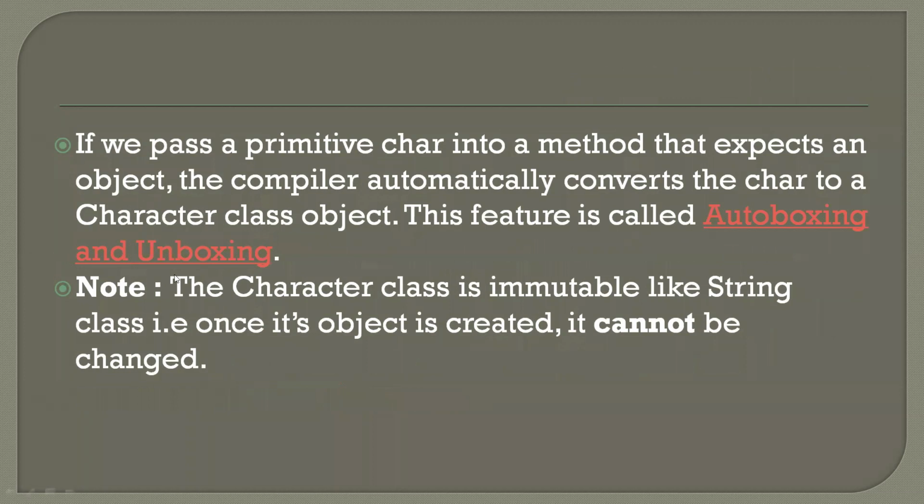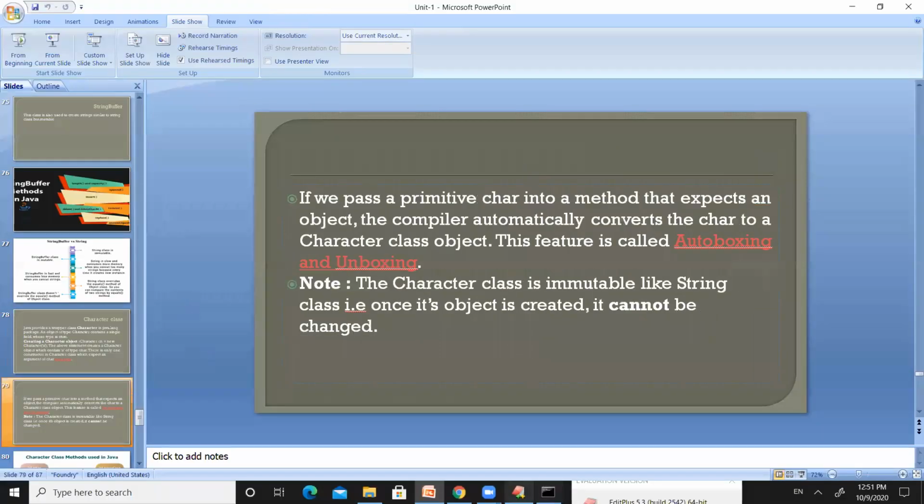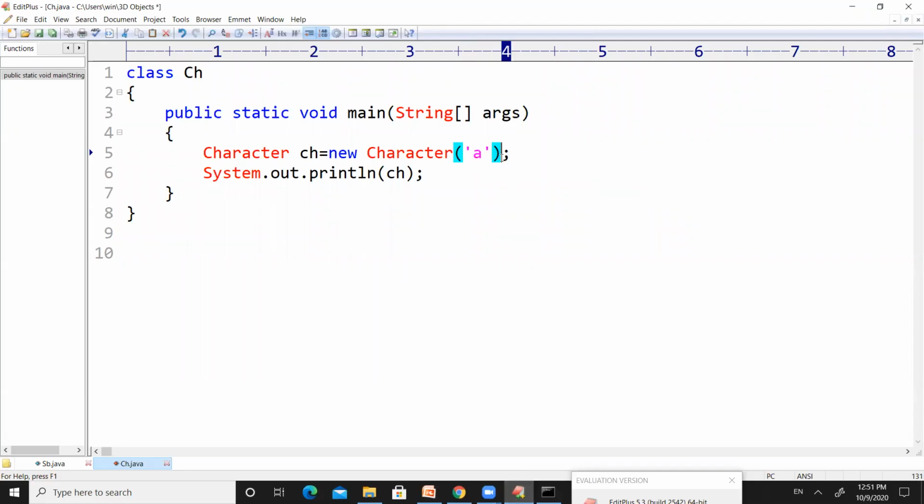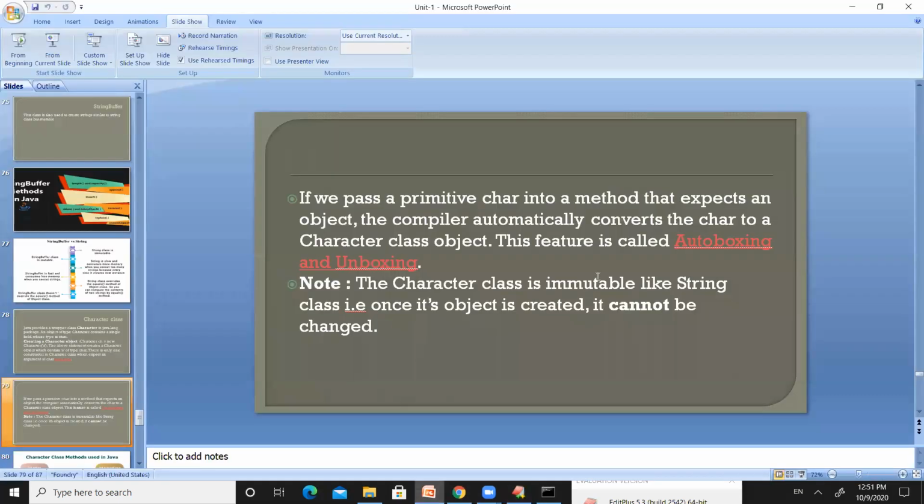If we pass a character here, you can observe we passed a character here, right? This character will be automatically converted into the char data type. So the process of converting the parameter into a character is called auto-boxing and unboxing, right? Next one. The Character class is immutable, like the String class. That is, once its object is created, it cannot be changed, right?